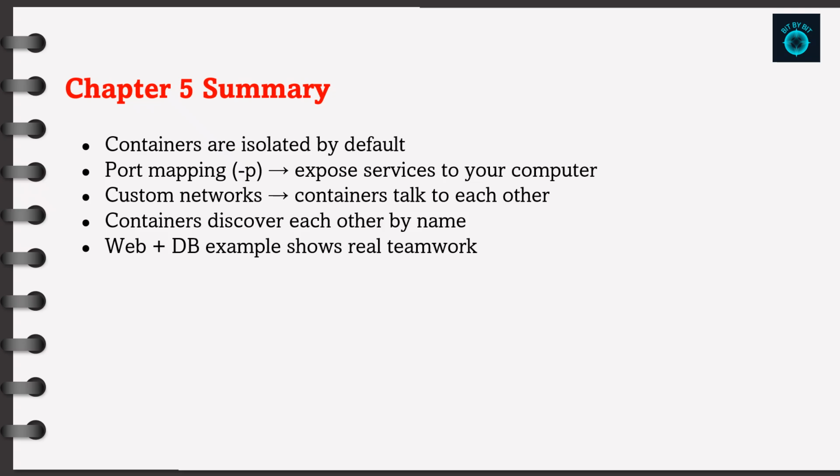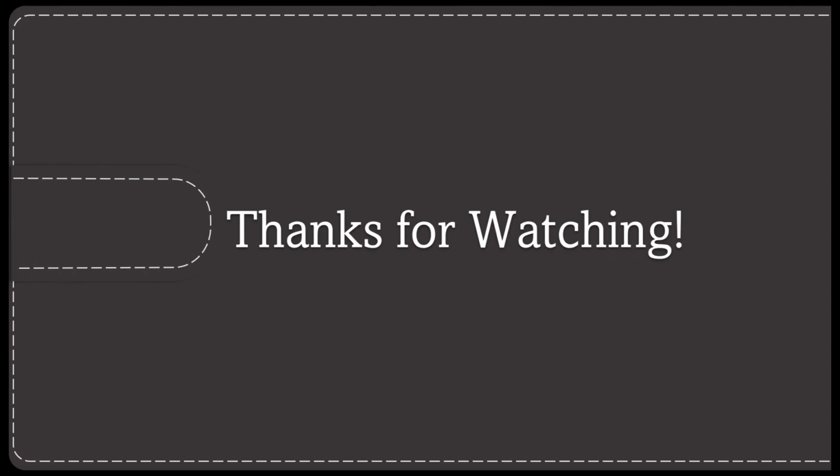Next, we learned about custom networks. By creating a Docker network and running containers inside it, they can talk to each other. The nice part is, containers on the same network can discover each other just by using their names, instead of complicated IP addresses. Finally, we looked at a real-world example, a web app container working together with a database container. This is exactly how real applications are built, multiple containers cooperating to provide a complete system. That's the essence of Docker networking. Thanks for watching.